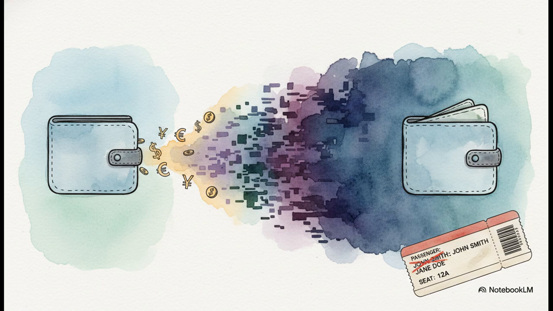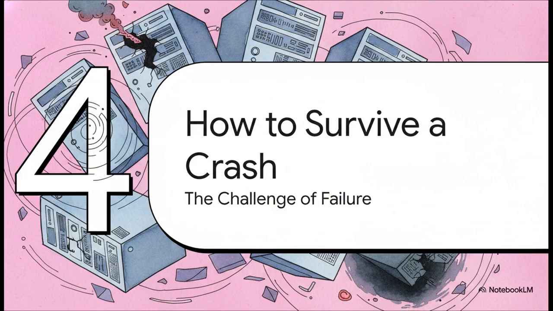You could literally have two different people booking the exact same seat on a flight. Money being sent from one account to another could just, poof, vanish into thin air. So consistency isn't just a nice feature, it's the absolute bedrock of trust in our entire digital world. Okay, so all the computers have to agree.